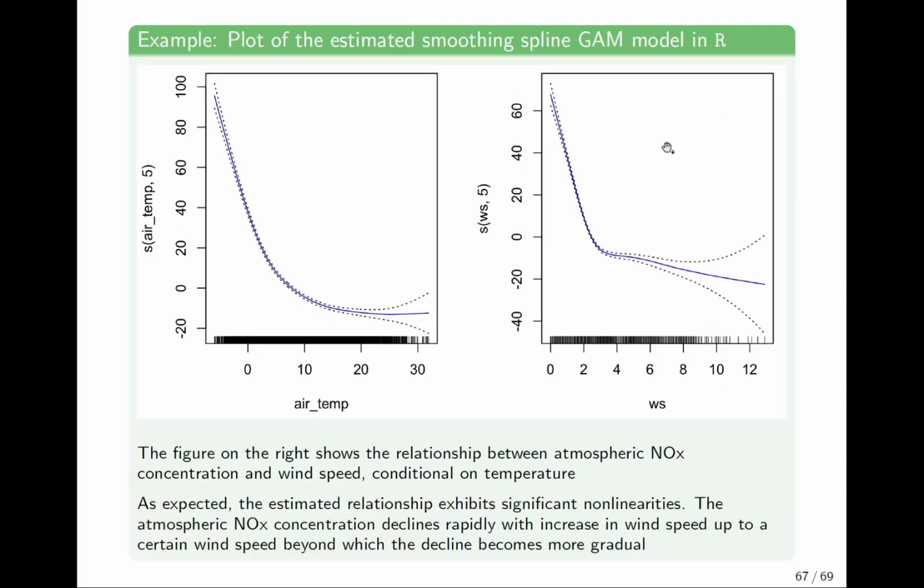The figure on the right in both of these diagrams shows the relationship between atmospheric NOx concentration and wind speed, conditional on temperature because it's a GAM where we've got more than one covariate. And as expected, the estimated relationship exhibits significant non-linearities. The atmospheric NOx concentration declines rapidly with increase in wind speed up to a certain wind speed, beyond which the decline becomes more gradual and actually a lot more variable in this part of the data.